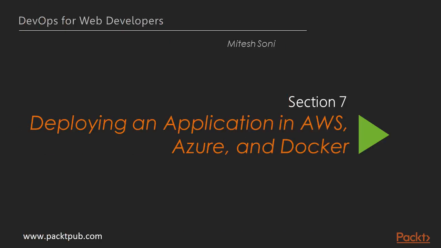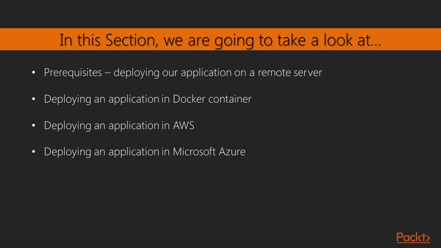Welcome to the 7th section of this course, deploying application in AWS, Azure, and Docker. In the previous section, we saw cloud provisioning and configuration management with Chef. In this section, we will cover topics such as prerequisite, deploying our application on a remote server, deploying the application on AWS, deploying the application in a Docker container.